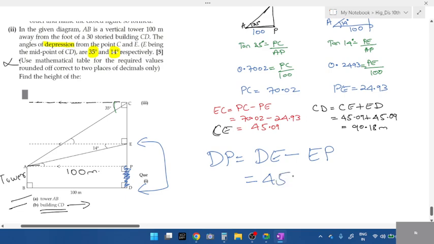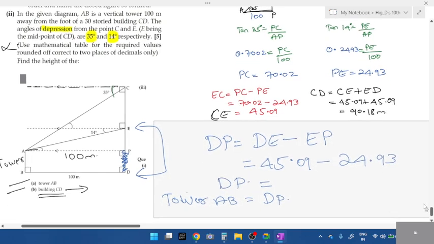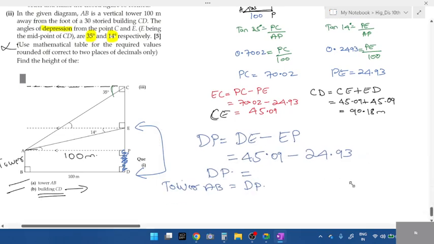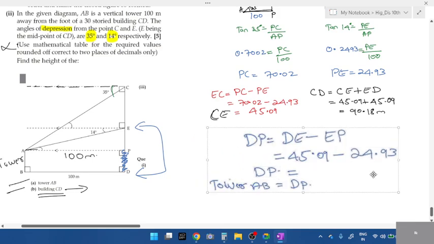Last question, all of you will answer this. 45.09 minus what is EP, or PE? 24.93. Then you can write tower AB is equal to DP. That will give you the answer. Completed. Did you understand this calculation, addition, subtraction? All of you will respond. Is this clear?